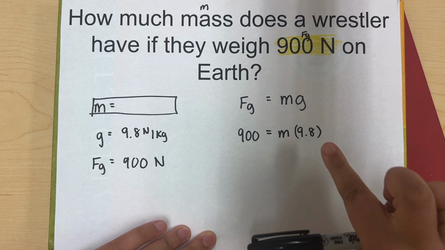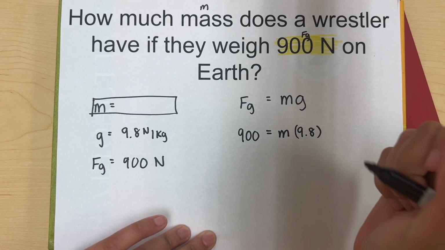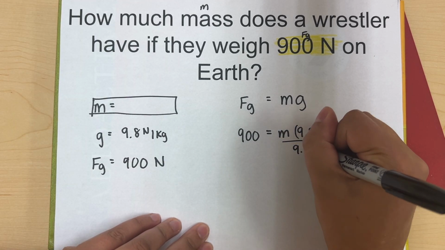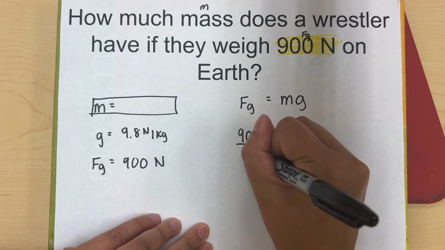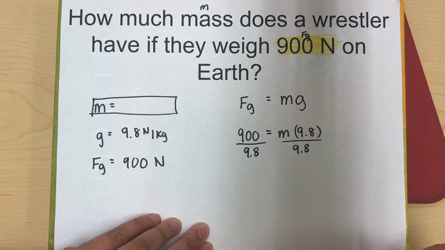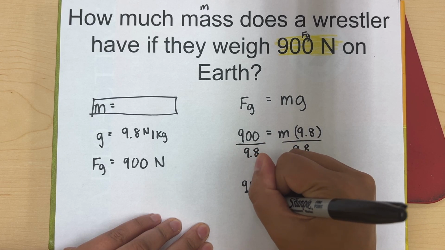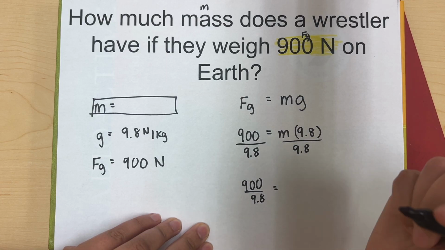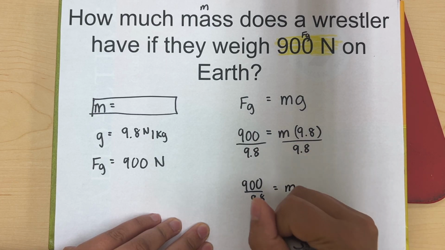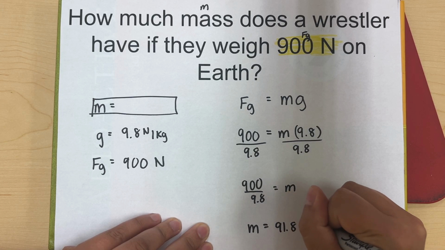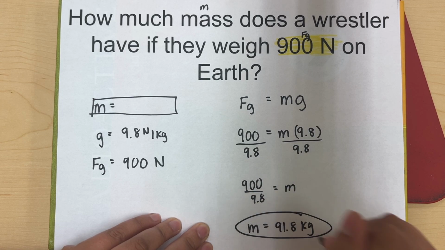Now once I do my substitution, I'm going to divide by 9.8 to the other side. Dividing by 9.8 on both sides gets me M in the numerator by itself. So 900 divided by 9.8, that gets me a mass of 91.8 kilograms.